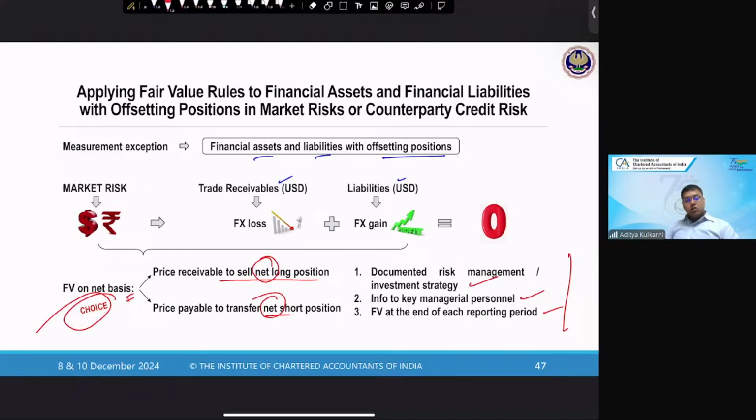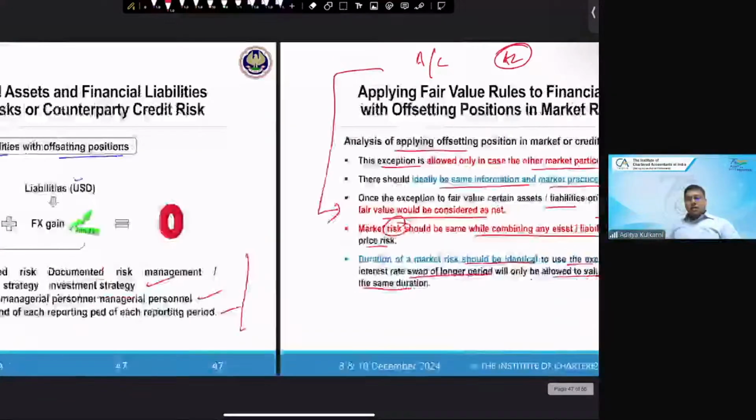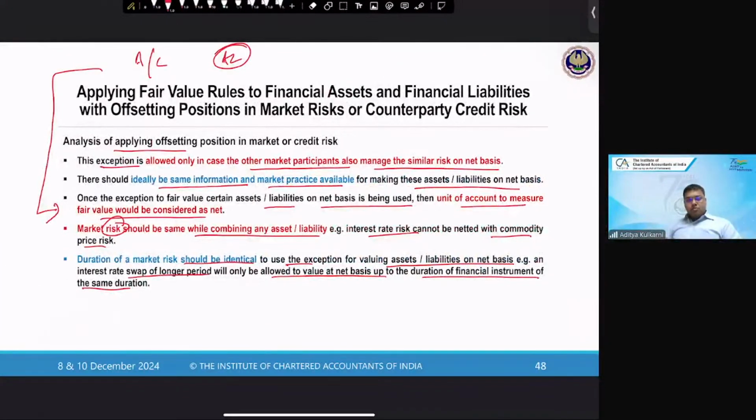Now, let us move on to the next. If I have to do net settling or offsetting, then first, it's allowed only if market participants handle it in the same way. Same information should be available and same market practice should be available. Unit of account will move from individual to a net basis. Market risk should be the same while combining any asset or liability, and duration of market risk should be identical.